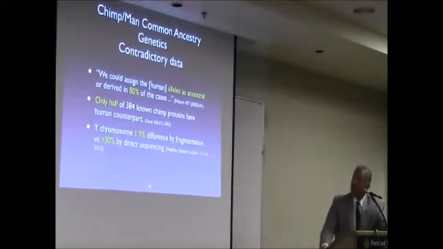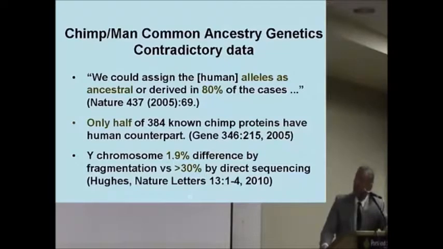Other papers, in the Journal Nature, found we could assign the human alleles as ancestral or derived in 80% of cases, which is much less than the 98%. In the Journal of Gene, this isn't Genesis, this is the Journal of Gene, only half of 384 known chimp proteins have a human counterpart. Sounds like much less than 98%. The Y chromosome was thought to be only 1.9% different by the fragmentation method. But in Nature Letters, when they actually did direct sequencing and took into account the order in the genes, there was over a 30% difference.